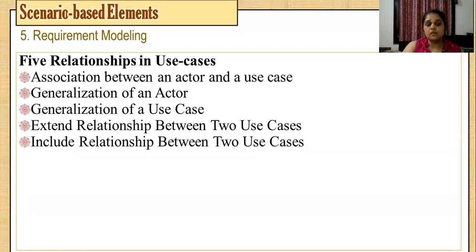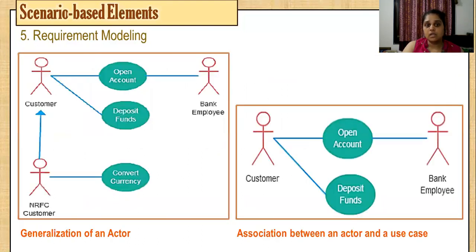Okay. Now there are 5 relationships in use cases. First is association between an actor and a use case. Okay, so this is association between an actor.